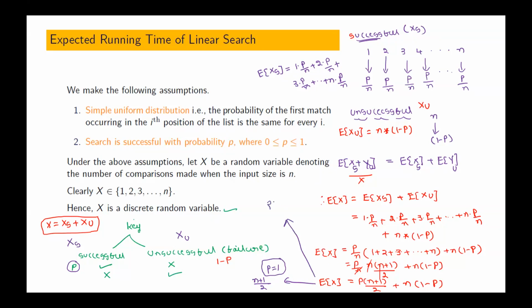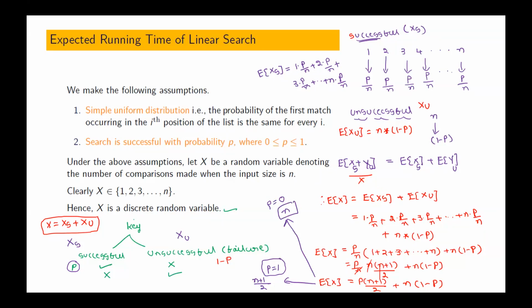If success probability is 0, that means search is always unsuccessful. How many comparisons do we make if search is always unsuccessful? n comparisons. Because P is 0 means this part becomes 0, and n into 1 minus 0, so it is n. Is that clear?